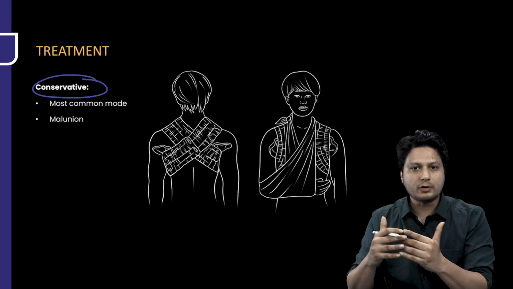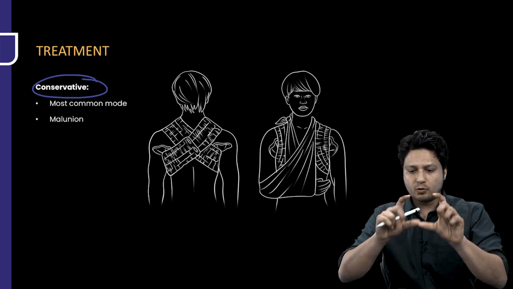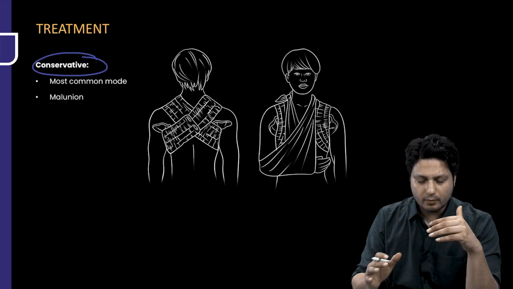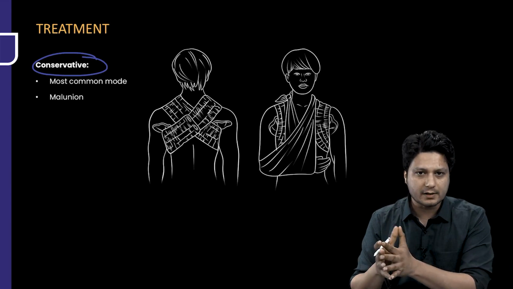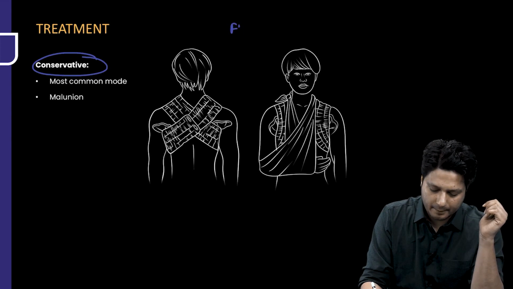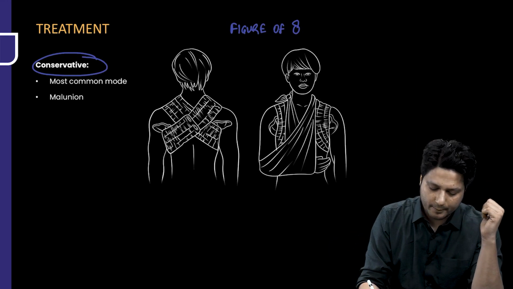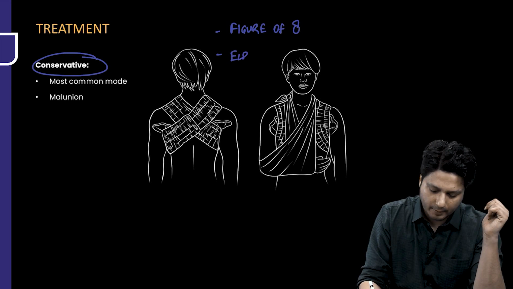Conservative means a non-surgical approach. That means without opening the fracture site, without fixing it, you are going to manage the bone or the fractures. Now, clavicular fractures most commonly are managed without any surgery, just by conservative means, as you have seen over here by the application of a figure of 8. This is the figure of 8 sling, or just by immobilizing the arm in an elbow pouch.